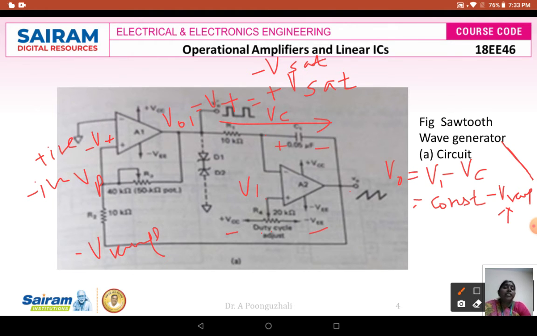Minus Vsat means automatically my output will become plus V ramp. Plus V ramp means it is going to be V1 plus Vc. That means my capacitor is going to get discharged. So it is discharging, and in this case you have V1 plus Vc there. Now it will be a positive going ramp, so positive going ramp means my output will be continuously increasing. Depending upon this DC voltage, we will see what I am going to get.